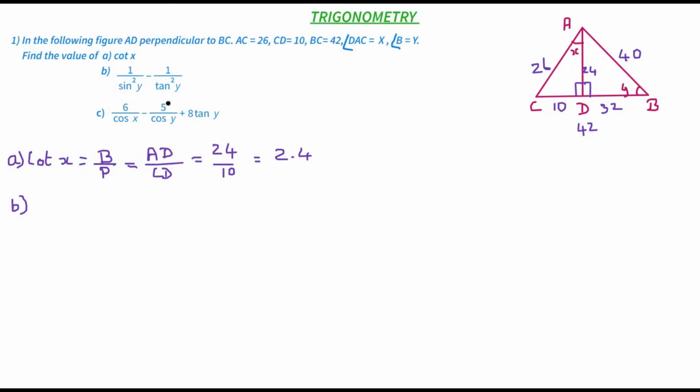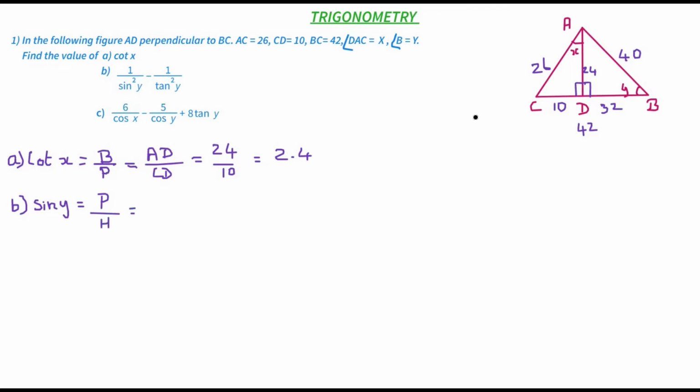So first, for that, let's find out what sine y is. So sine y we are going to find out. Earlier it was the reference angle x. Now it is the reference angle y. So where is the angle y? Angle y is given here. So this is our reference angle. So what is the formula for sine y? Sine y is perpendicular by hypotenuse.